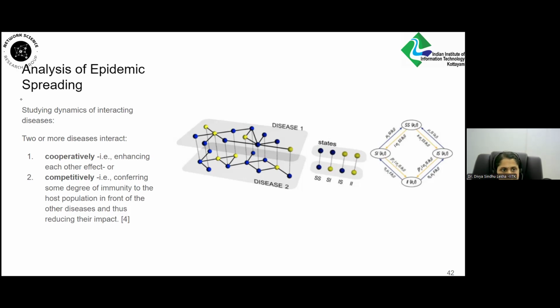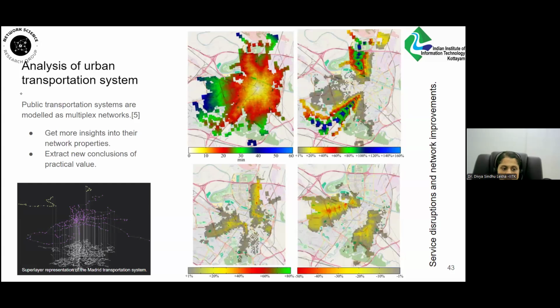Another example is an urban transportation system. This is the Madrid transportation system, in which different kinds of transportation are considered: rail, road, and tram. Each of these transportation modes has connectivity between different places. When you want to study all these public transportation systems together, again you can make use of a multi-layer network. So these are some of the studies in which multi-layer networks are used to get more meaningful insights about systems.